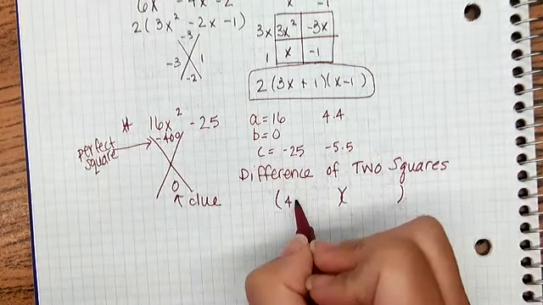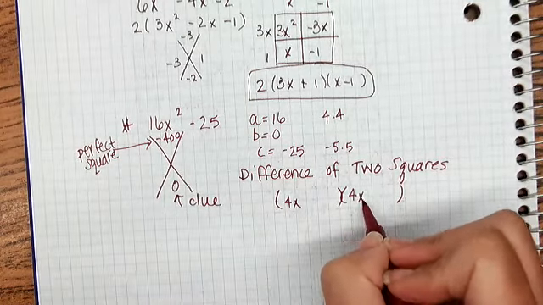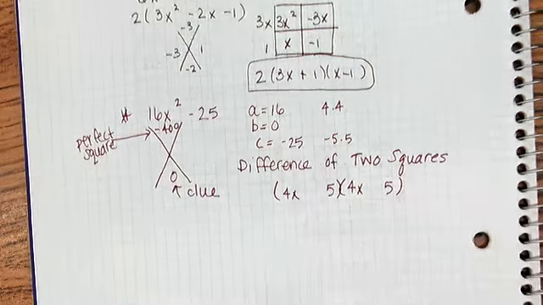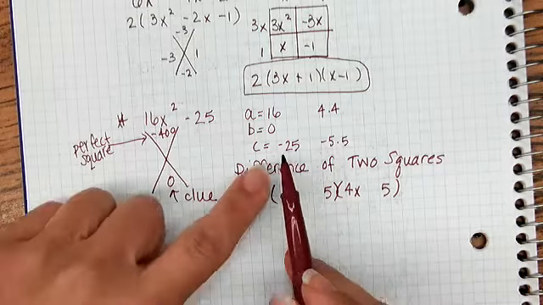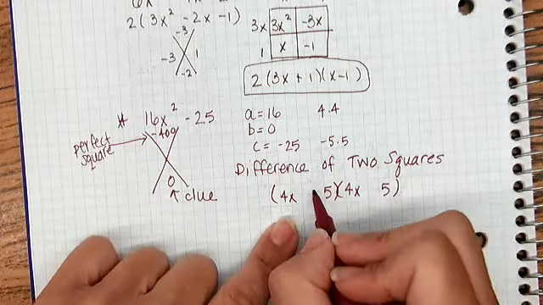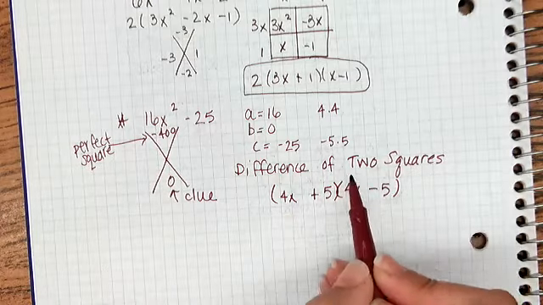16 is 4 times 4. 25 is 5 times 5. The difference here is we want negative 25. So one of them's positive, one of them's negative.